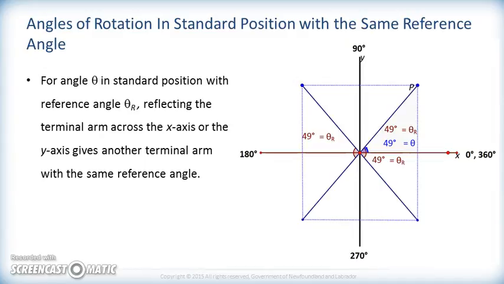Angles of rotation and standard position with the same reference angle can be thought of as reflections of each other in the x and y-axis. And we'll take a closer look at that now with a demonstration.